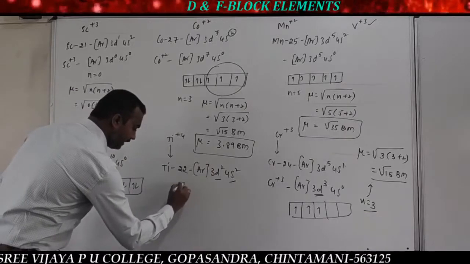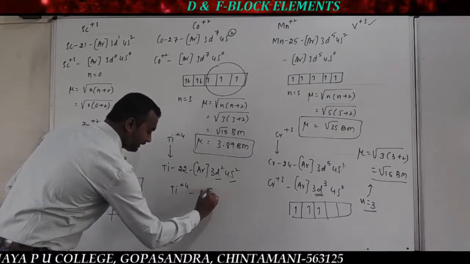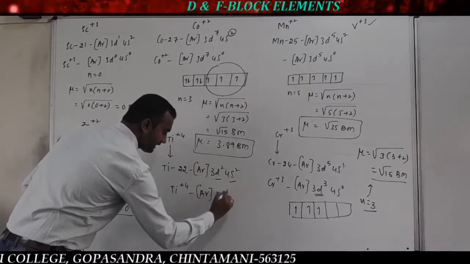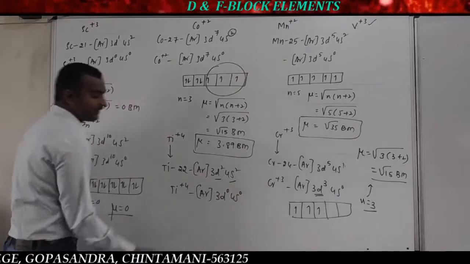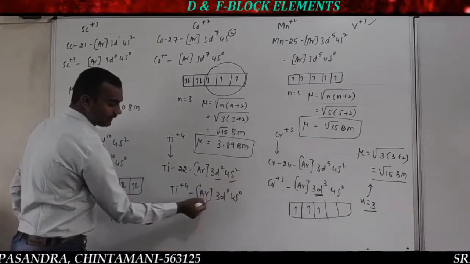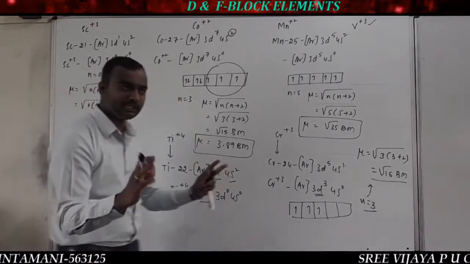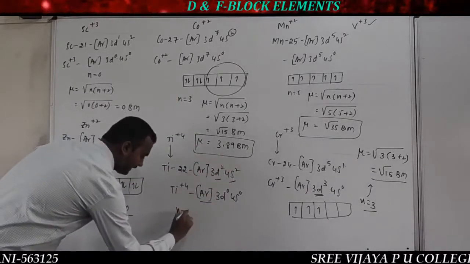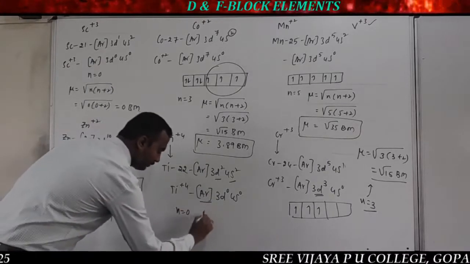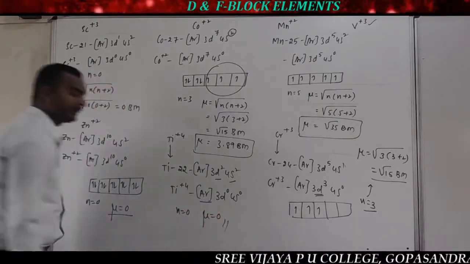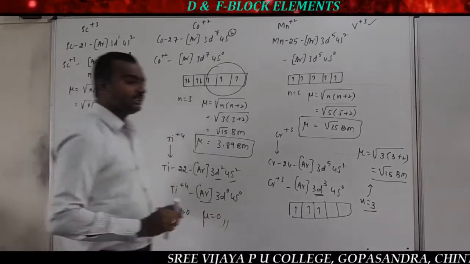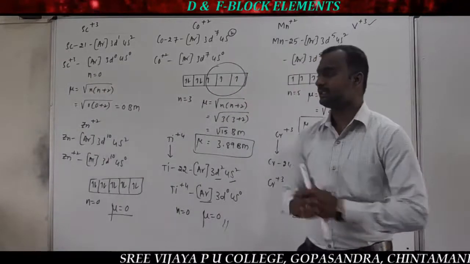In the case of titanium plus 4, the configuration is argon 3d0 4s0. So with 3d0 4s0, there are no electrons, but there is argon. Argon is a noble gas, completely filled, and there are no unpaired electrons. Therefore unpaired electrons n is equal to 0. Then what happens to the mu value? Mu value is equal to 0. So this is how to calculate the magnetic moment of the different species.